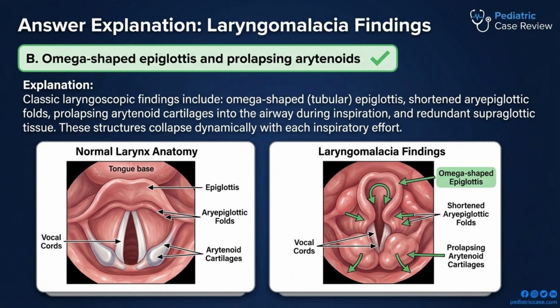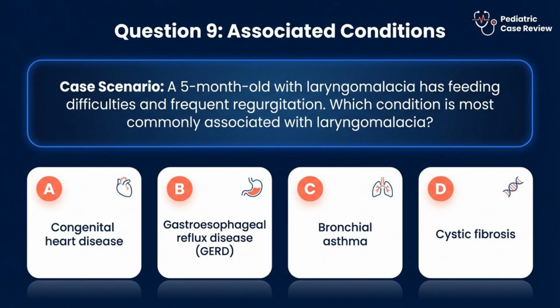Classic findings include a tubular, omega-shaped epiglottis, significantly shortened aryepiglottic folds, and bulky arytenoid cartilages that actively prolapse into the airway during inspiration. These redundant supraglottic tissues collapse dynamically with each inspiratory effort, temporarily obscuring the vocal cords. Case number 9 discusses associated conditions.